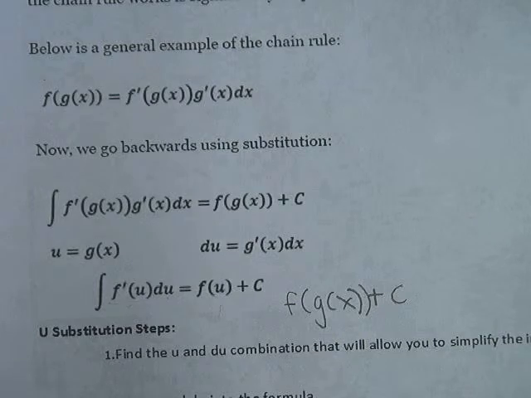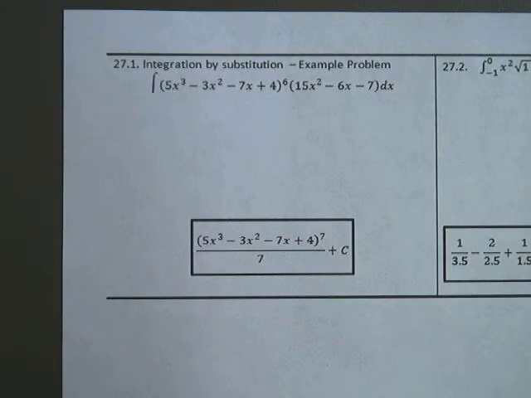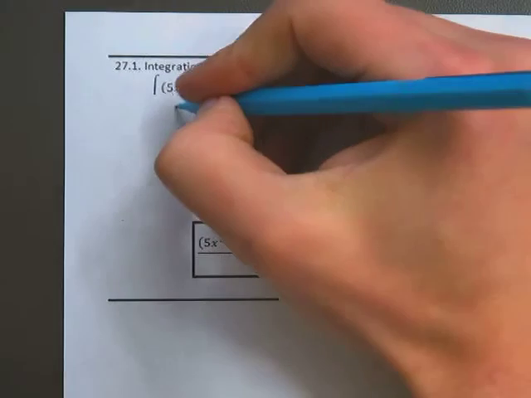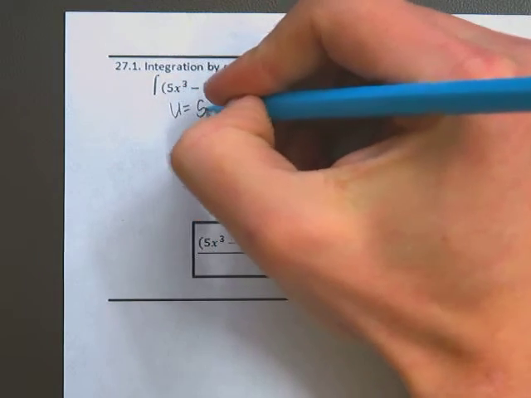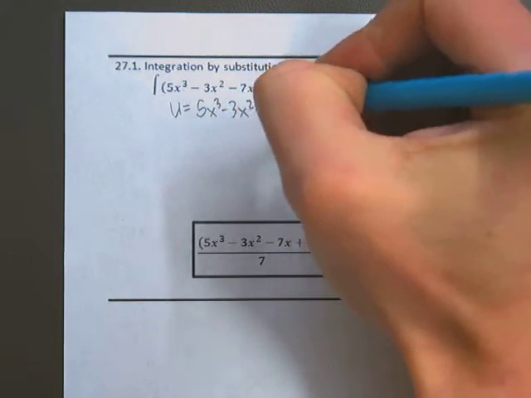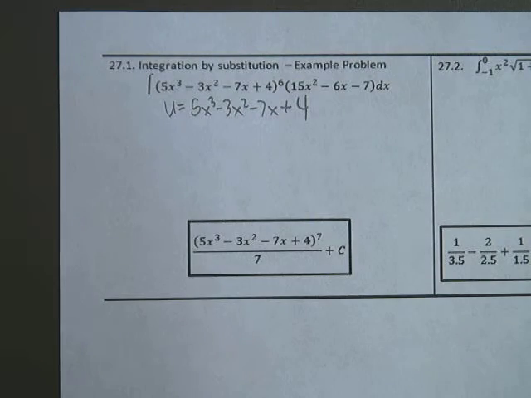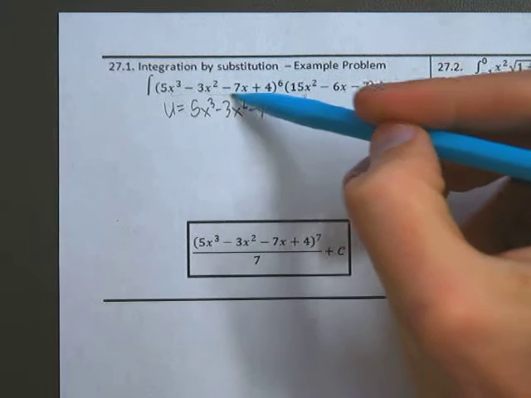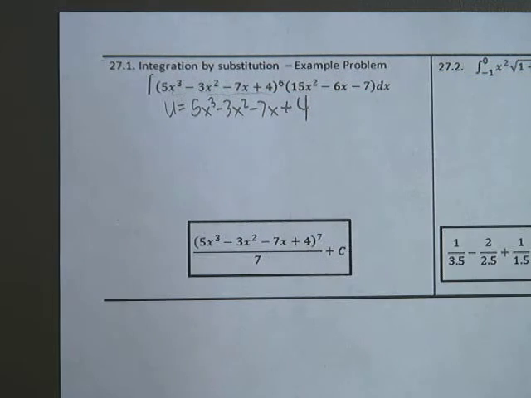All right, now example with numbers. Let's go to the back side. And here, we have a perfect u and du pair in this one. This one's a nice problem. So our u is 5x cubed minus 3x squared minus 7x plus 4. And I chose that because this thing's derivative is right here.